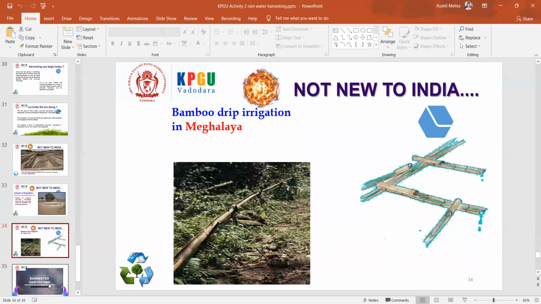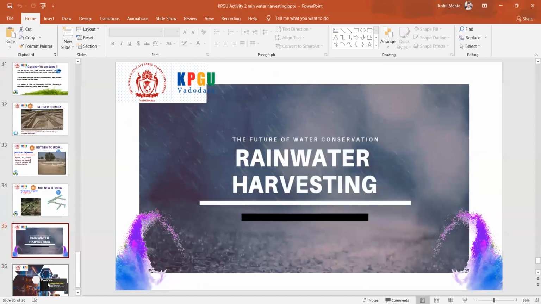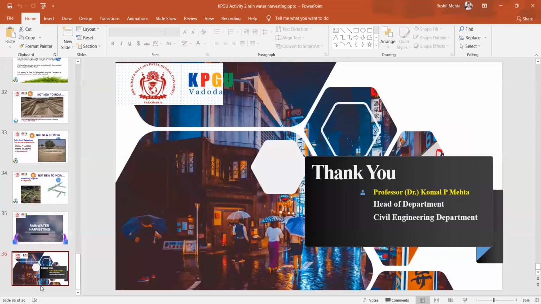Also in Meghalaya, you can see bamboos were cut like this, and with the use of bamboo, the whole structure and network was prepared so that water can be carried from one place to another. So these are some examples of rainwater harvesting. So friends, it is high time that we think about rainwater harvesting for each and every new construction. The future of water conservation is only rainwater harvesting.